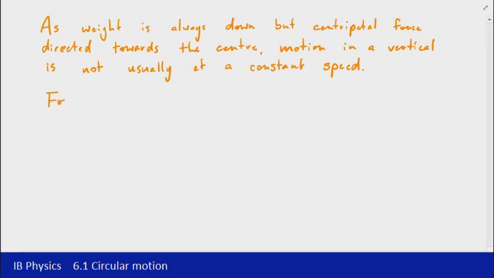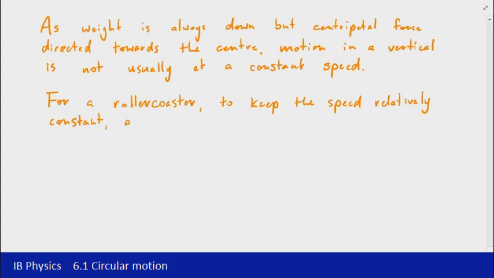To think about a specific example where it's obvious that that's occurring, I want to have a quick look at a roller coaster. So for a roller coaster, in order to keep the velocity relatively constant, the speed relatively constant, and by relatively constant I mean so that it's not changing significantly, in a loop-the-loop for a roller coaster, usually it's not circular.